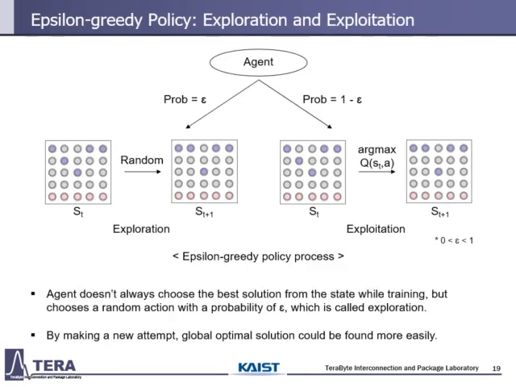And also, we used an epsilon-greedy policy. The agent doesn't always choose the best action from the state while training, but chooses a random action with a certain probability at each loop, which is called exploration. By making new attempts, the global optimal solution could be found more easily, not a local optimal solution.